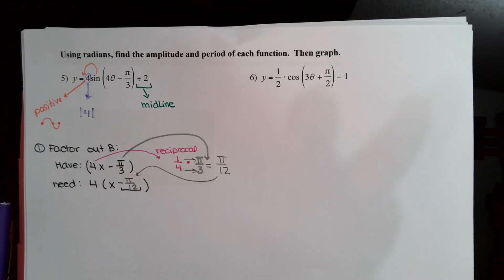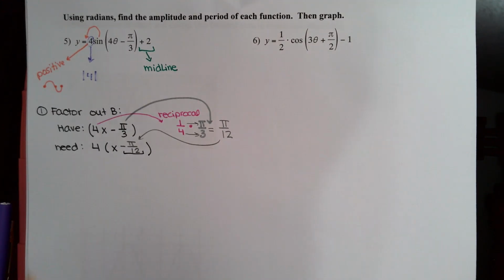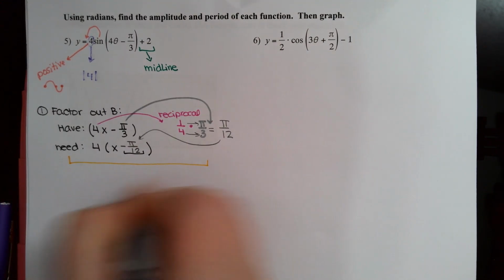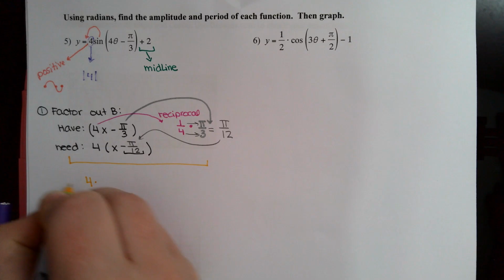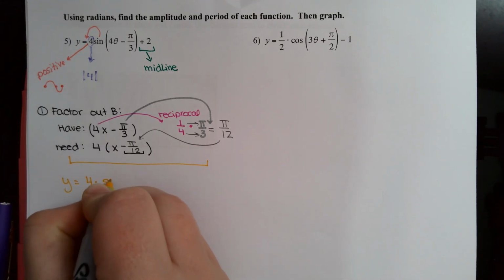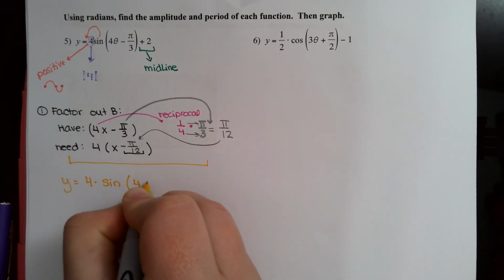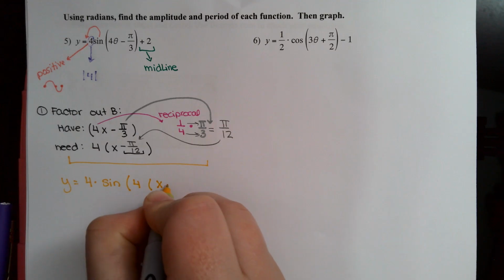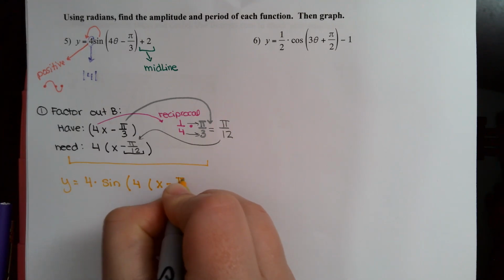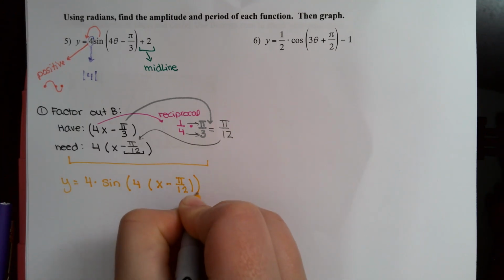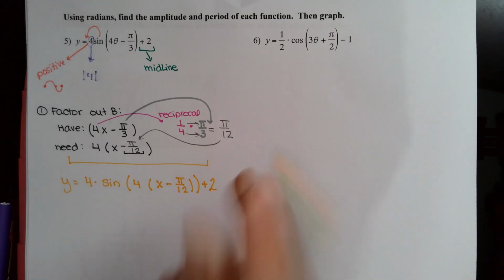Remember that after this process, right after you have factored it out, you want to rewrite the equation because that's the one that you're going to use to continue with your graphing. So after this, we're going to write 4 times y equals sine of 4 of, I'm going to change mine to x, minus negative pi 12ths, close it, plus 2.